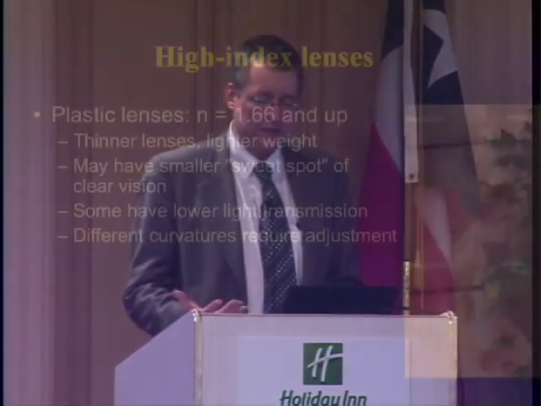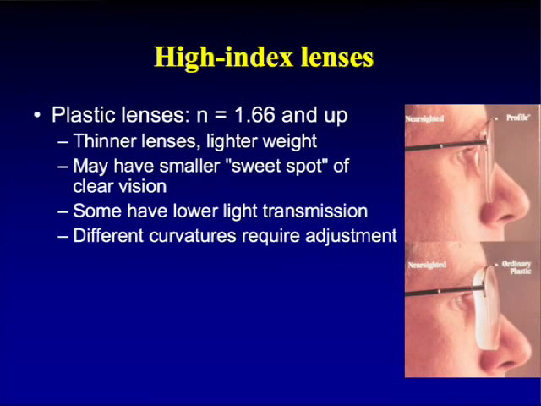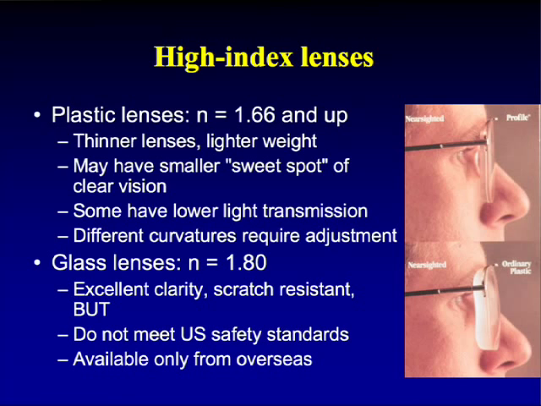So generally, high-index lenses are helpful. They are going to be more expensive than ordinary plastic. Some have less light transmission. Some have more chromatic aberrations. So they're not perfect, but they definitely have advantages. There are even glass lenses that you can get in Europe that have a 1.8, and patients swear by them. You can't get them in the US because they don't meet safety standards here. So if your patients always go to Germany to get their glasses made, then that's probably why.